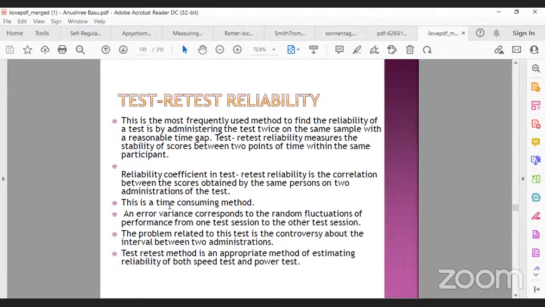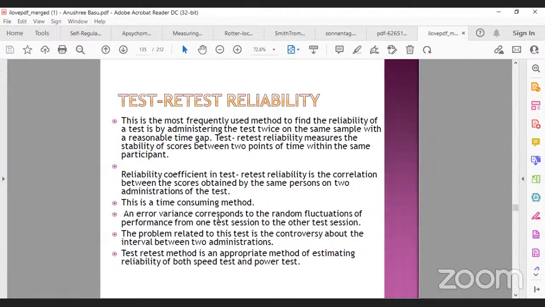But it is a time-consuming method, because suppose you get the data of 100 students, then after 15 days you have to administer the same test on those students. Then it can take time, and it might also get very difficult for you to get the same individuals for the second time. So this is the limitation of this method, that it is time consuming.